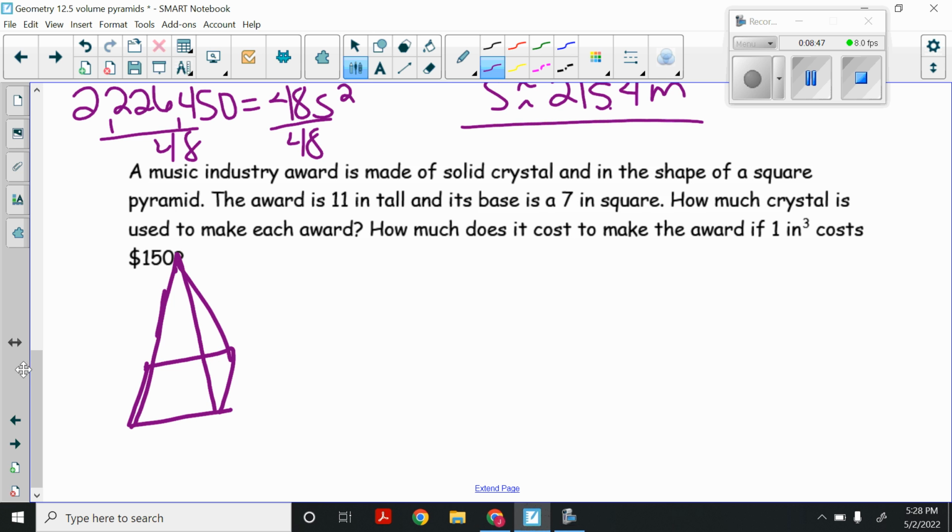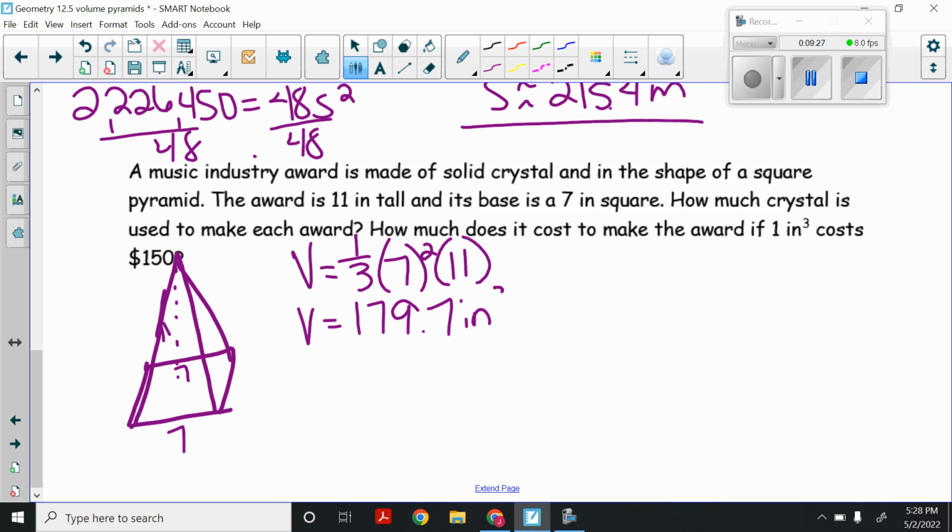The award is 11 inches tall, and so that is the middle height, 11. Its base is 7 inches. How much crystal is used to make each award? So that's volume. And how much does it cost to make the award if 1 cubic inch costs $150? So first we want to find the volume of this pyramid. That formula is 1/3 the area of the base, which is a square, so 7 squared, times the height, which was 11.